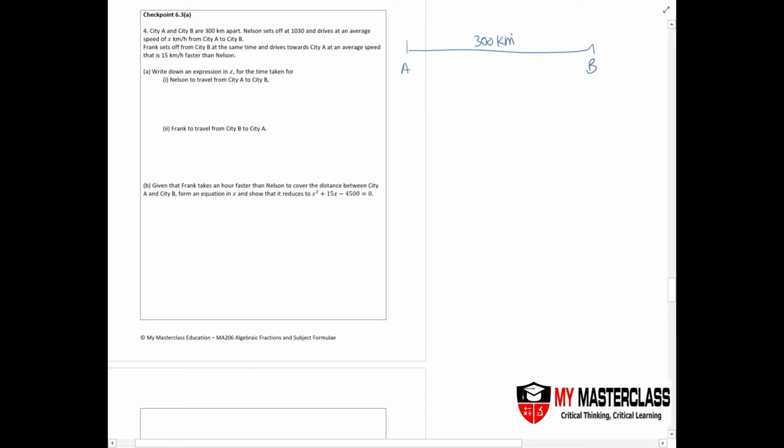Now, Nelson sets off at 10:30 and drives at an average speed of x kilometers per hour from city A to B. Frank sets off from city B at the same time and drives towards city A at an average speed of 15 kilometers per hour faster than Nelson. So Nelson sets off at 10:30. What is his speed? His speed is x kilometers per hour.